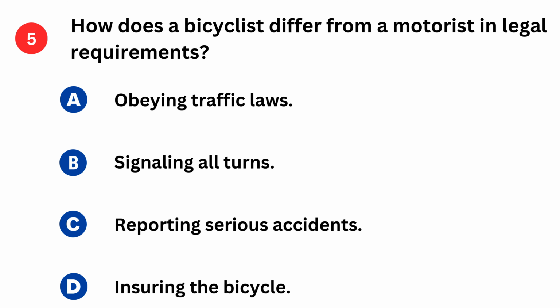How does a bicyclist differ from a motorist in legal requirements? A. Obeying traffic laws. B. Signaling all turns. C. Reporting serious accidents. D. Insuring the bicycle.